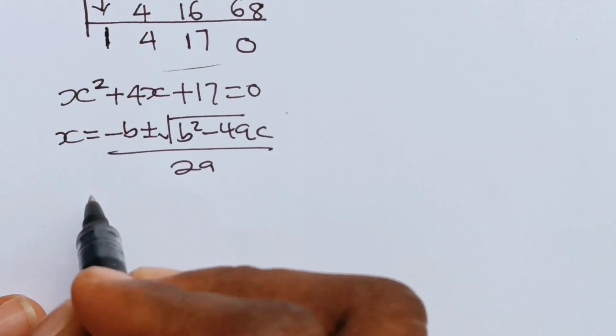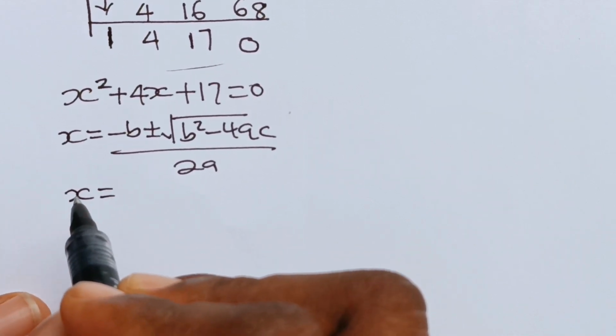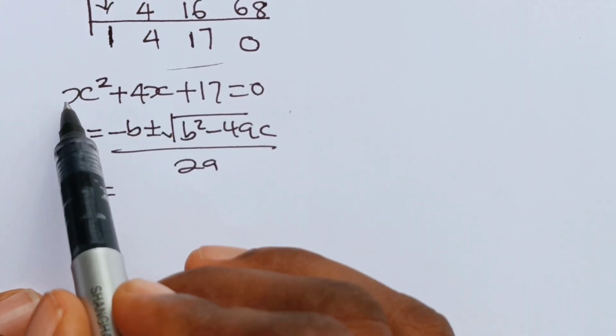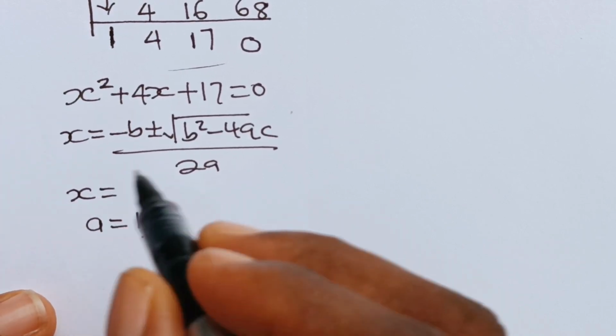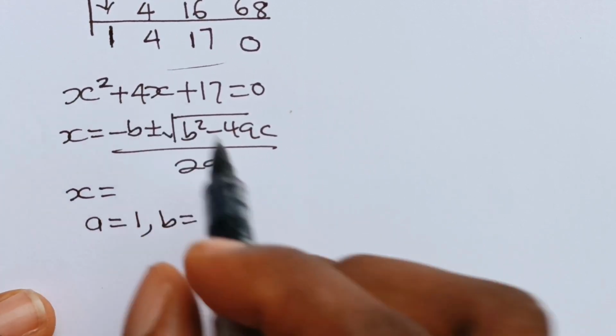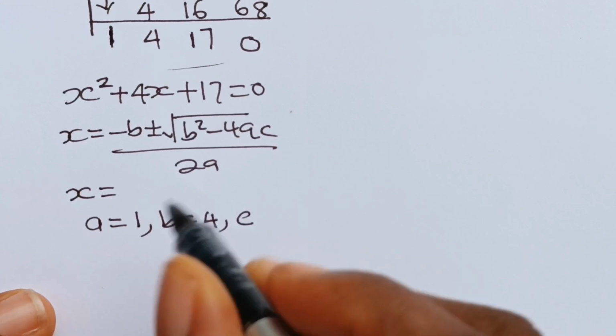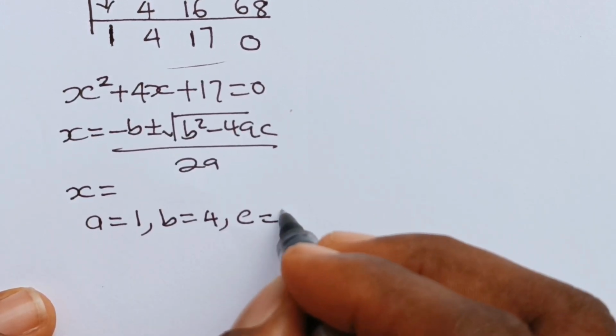Our quadratic equation formula. So that means that x is equal to, in this case, our a is what? Our a is equal to the coefficient of x squared, which is 1. Our b is the coefficient of x, which is 4. Our c is what? 17.